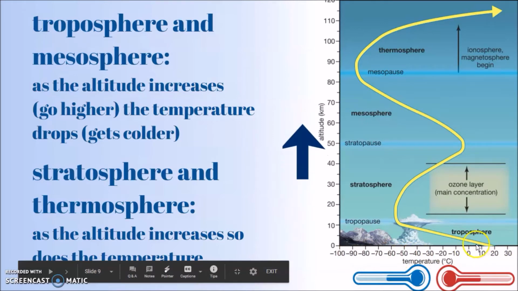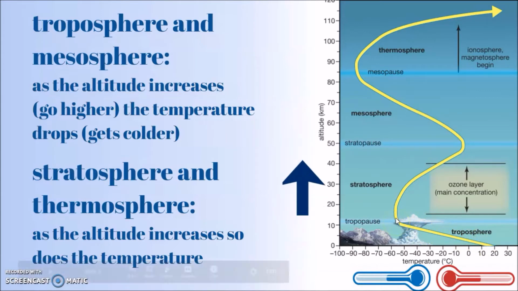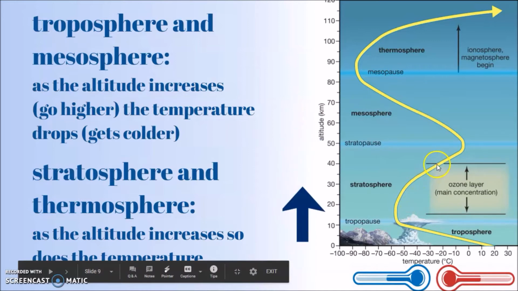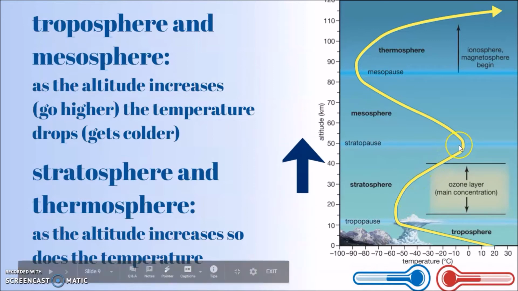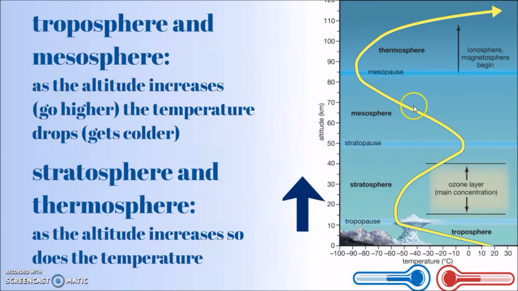So in the troposphere, as you go up, it's going to get increasingly cold until you get to this point called the tropopause, which is the boundary between the next layer. As you go up in the stratosphere, it's going to get increasingly warmer until you hit the stratopause. The mesosphere is going to get colder as you get higher, and the thermosphere is going to get warmer as you get higher. Using this graph, you can tell what temperature you're going to have at any particular height in the atmosphere.